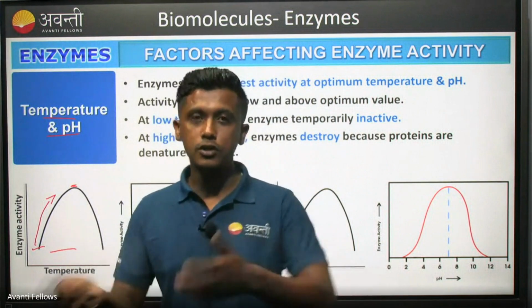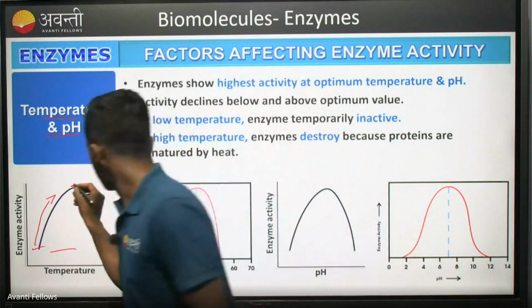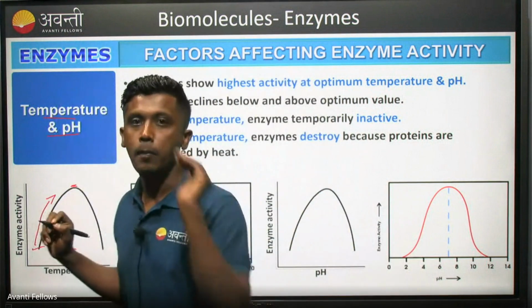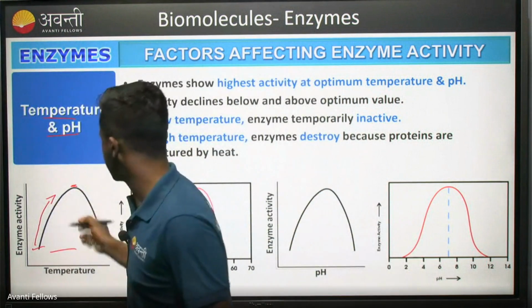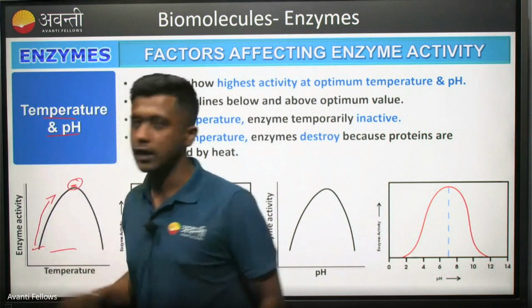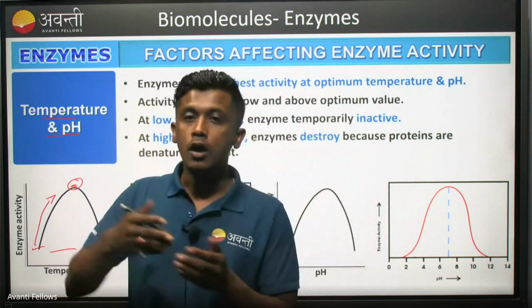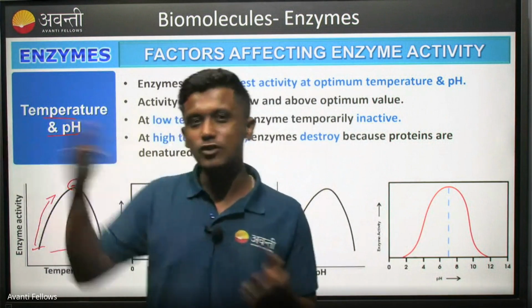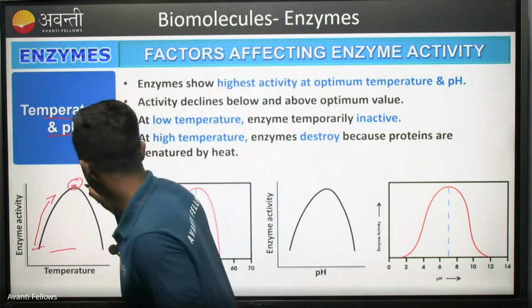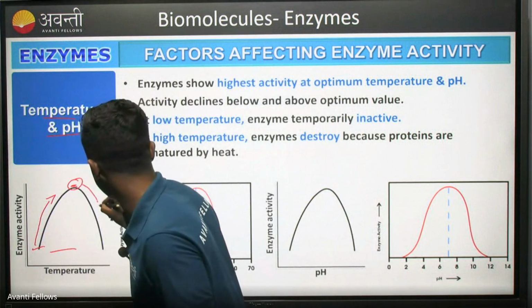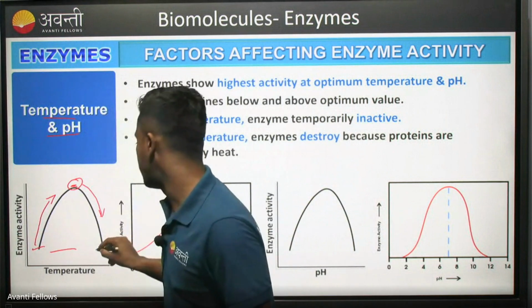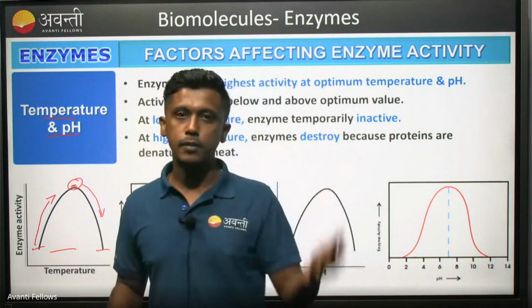How do you know this? Because you're getting more products. So it goes in a very positive direction. What happens next? Once you reach this point, it doesn't remain like that as you keep increasing the temperature. Slowly the enzymatic activity decreases and finally it comes to a halt at a certain temperature.